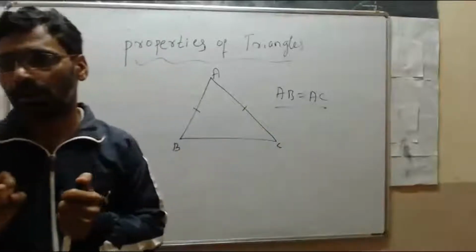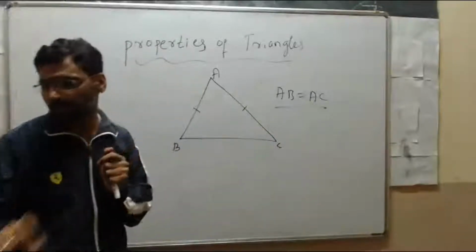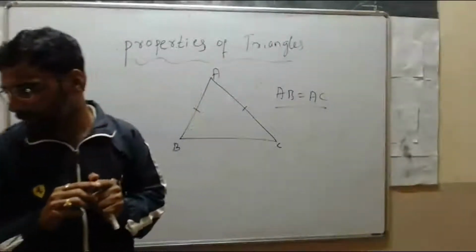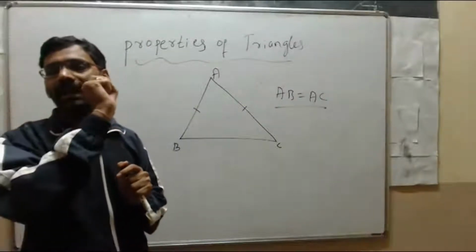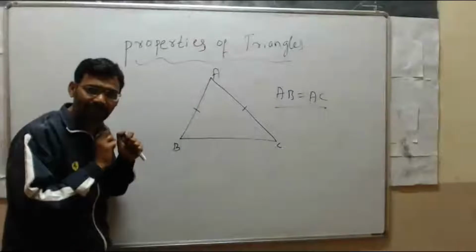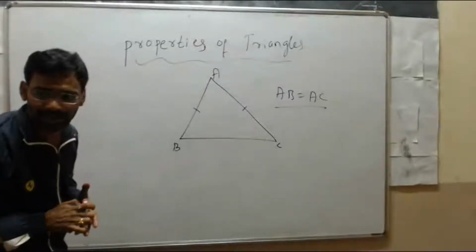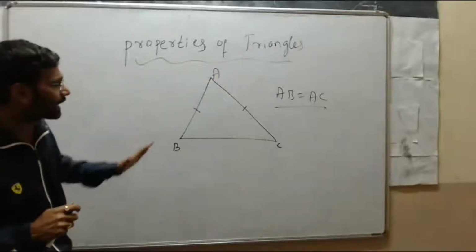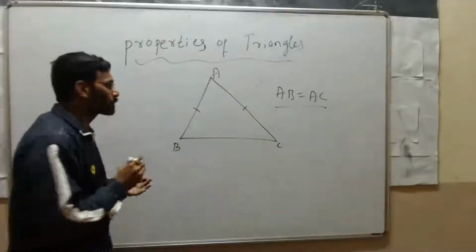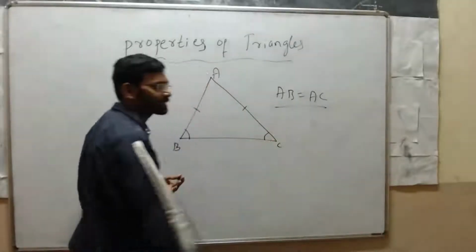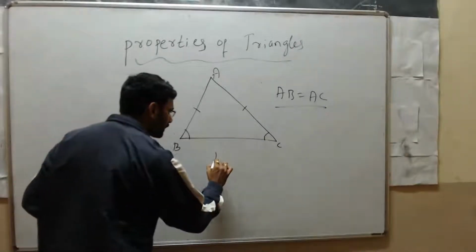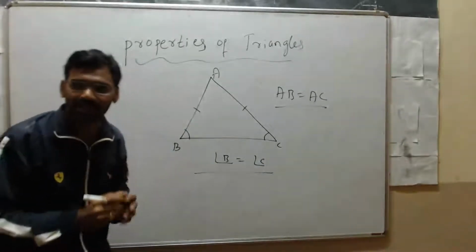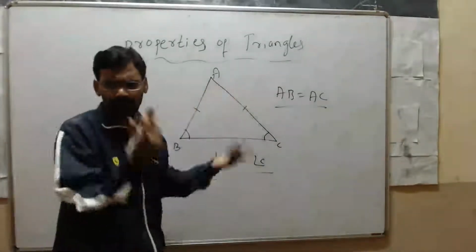Two sides are equal. So what is the statement of theorem 1? Theorem 1 statement is like this: angles opposite to the two equal sides of an isosceles triangle are equal. What does it indicate? In an isosceles triangle, if two sides are equal, their opposite angles are equal to each other. Therefore, angle B equal to what? Angle C.